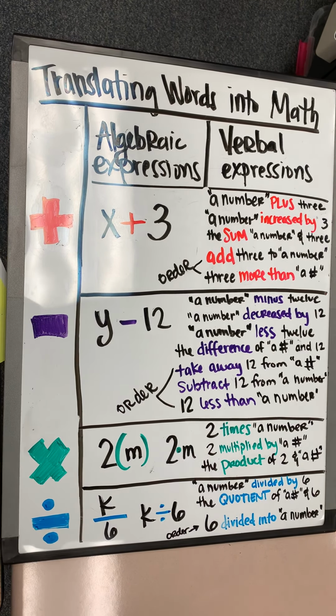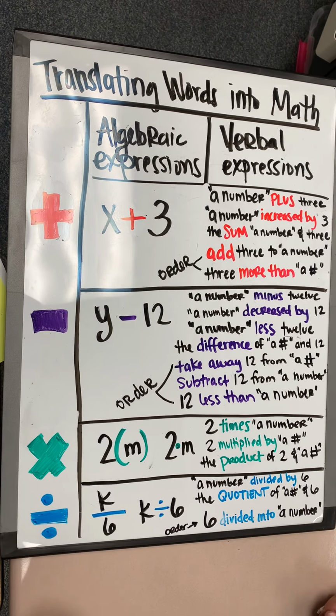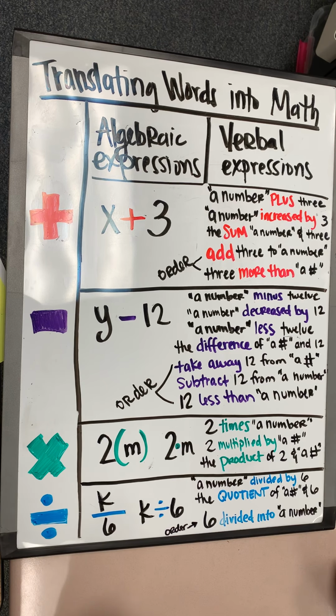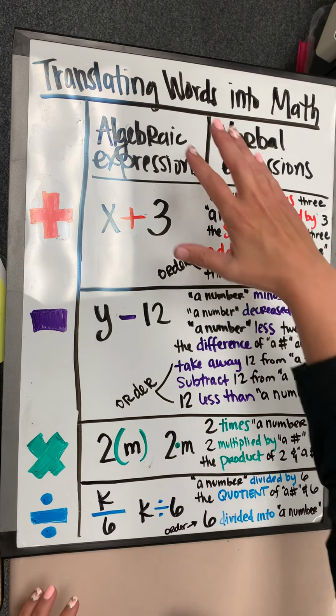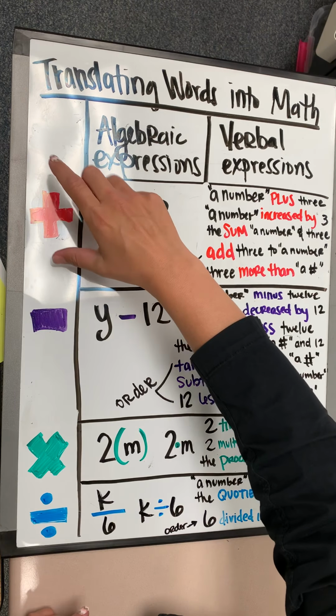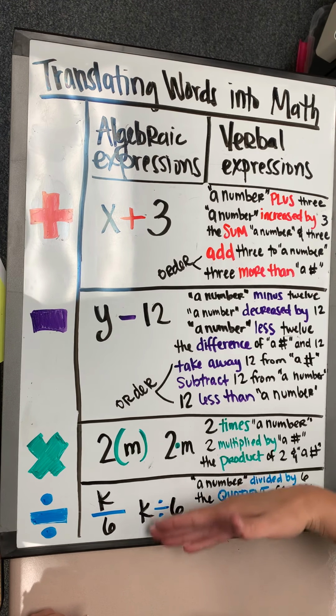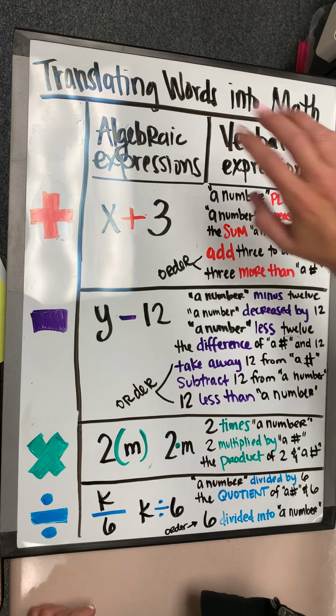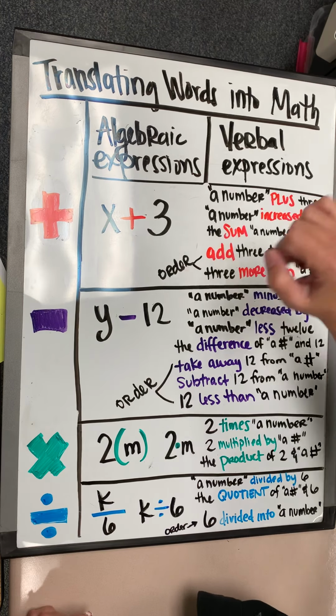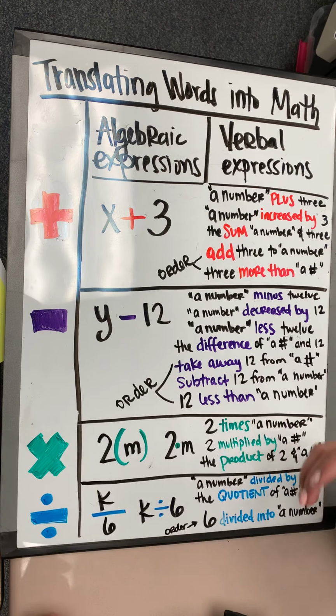In this video, we are talking about translating words into math. We are going to see a lot of words when it comes to math, and we need to be able to determine what those words are telling us. So we have our operations: add, subtract, multiply, and divide, and then we have the expression of what they will look like algebraically. So this is an algebraic expression. That's how you would see it in math.